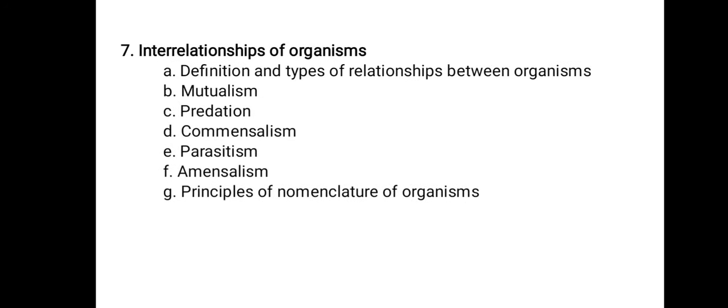Then we proceed to Unit 7. Unit 7 is about interrelationships of organisms. Here, we'll give a definition of what interrelationship of organisms is all about, and then we'll mention types of relationship between organisms, and then give a detailed explanation of what happens in each of these relationships. And that is how organisms live and relate with each other.